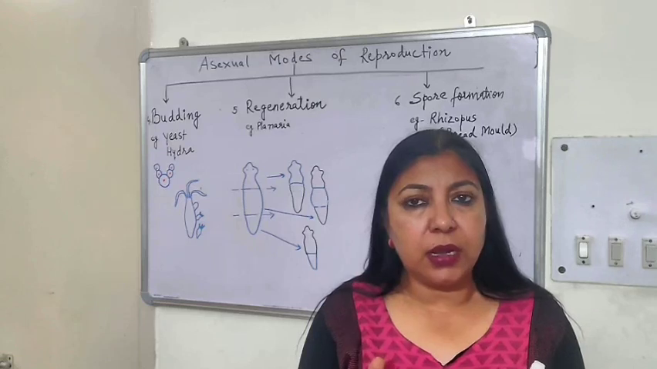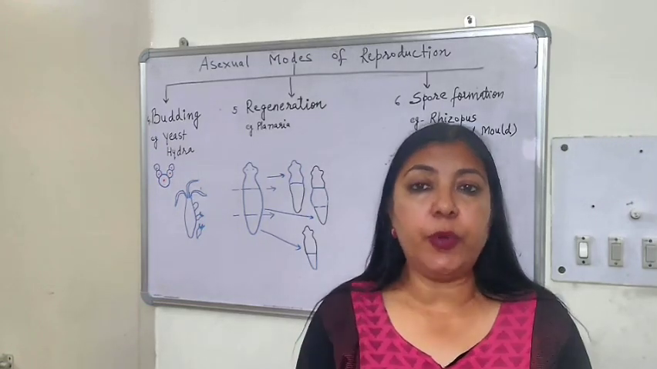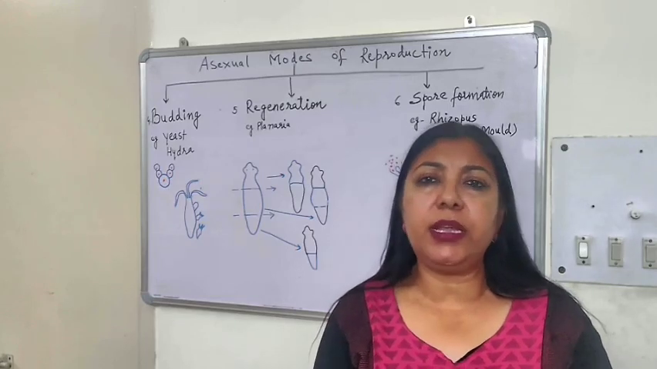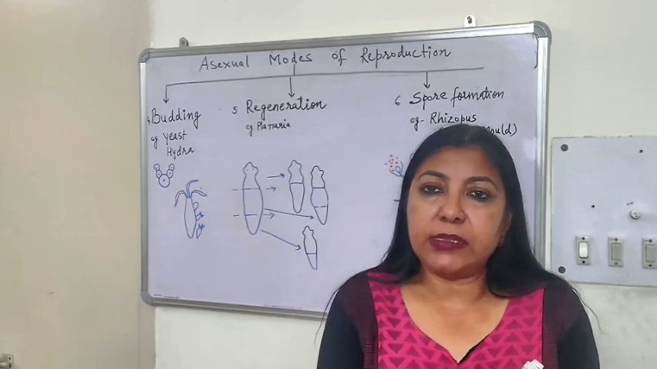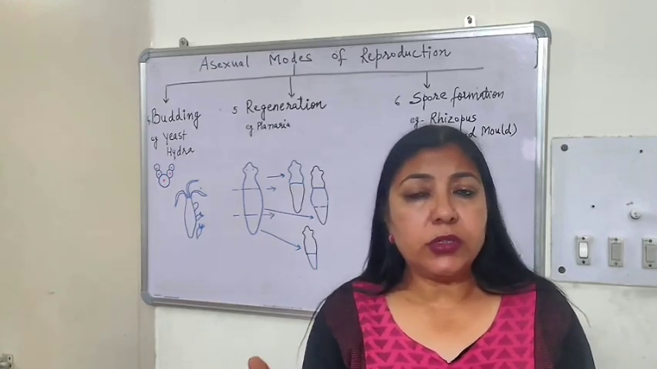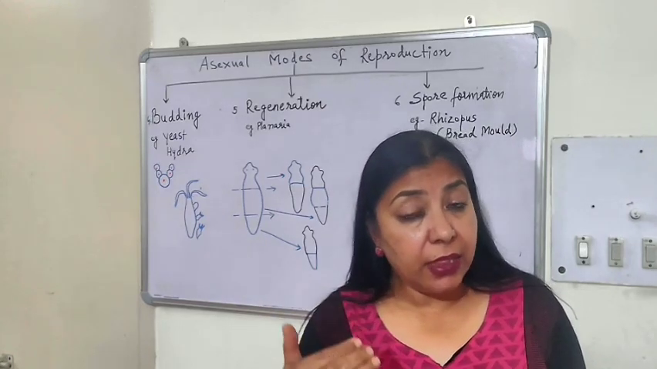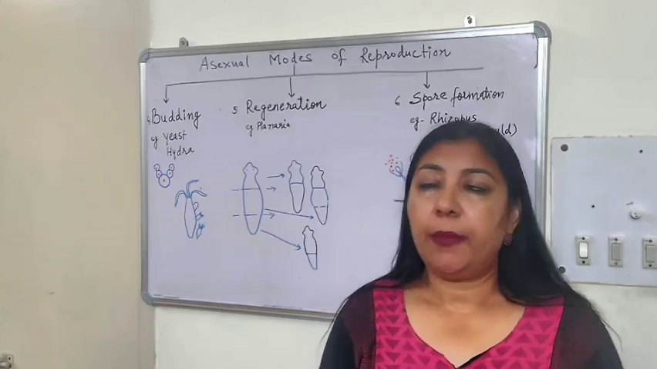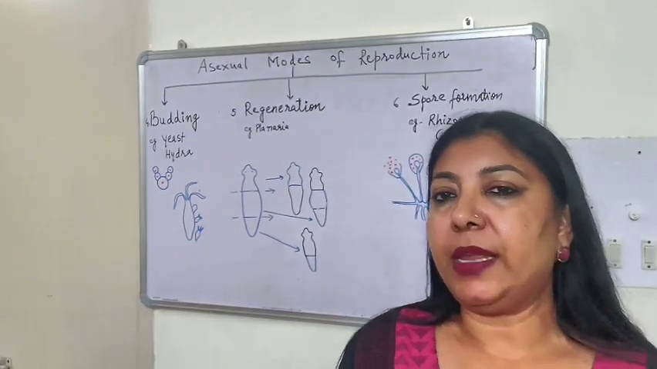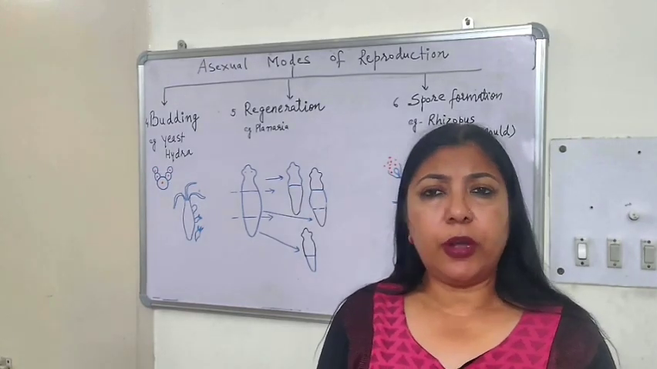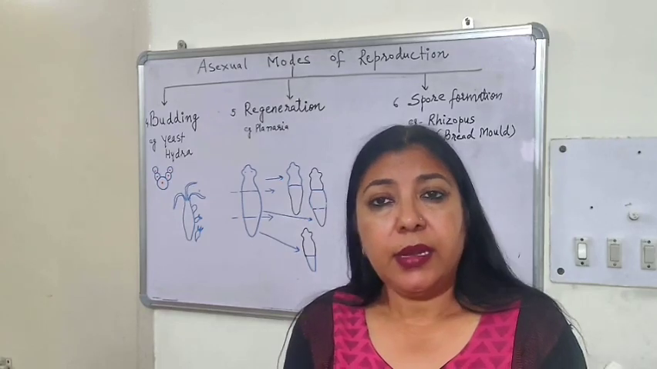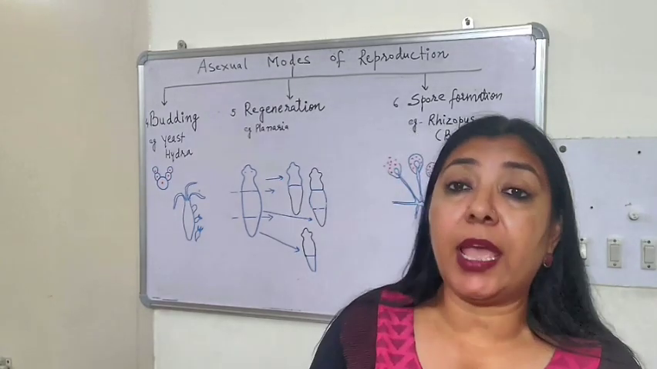Regeneration is just a restorative process when, because of some accidental reason, some organism has lost some part. So those organisms can regain those lost parts. But few organisms like planaria and starfish, their body is so simple that the broken parts can develop the complete organism.